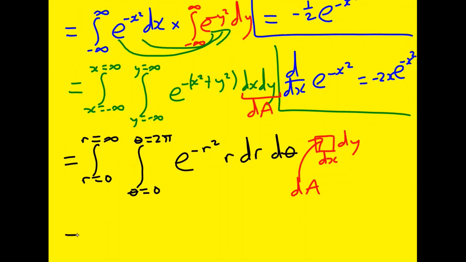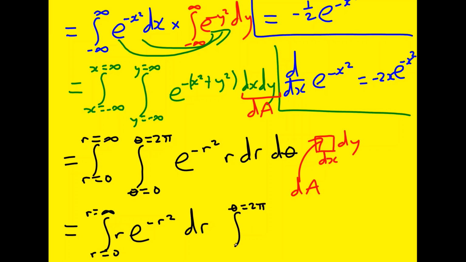Now what I can do now is I can actually do the opposite of when I brought the integrals together, and I can separate them out again. I've got my r integral, but this is not dependent on theta, so I can write it here. And then I've got my theta integral, which is just with respect to theta.